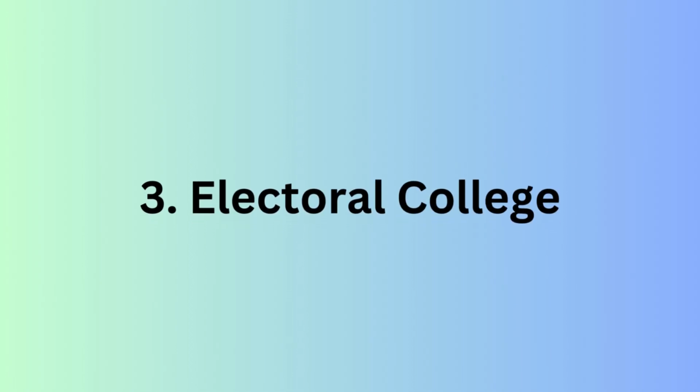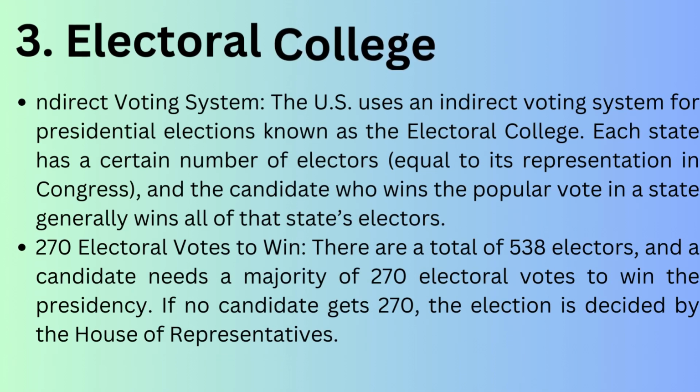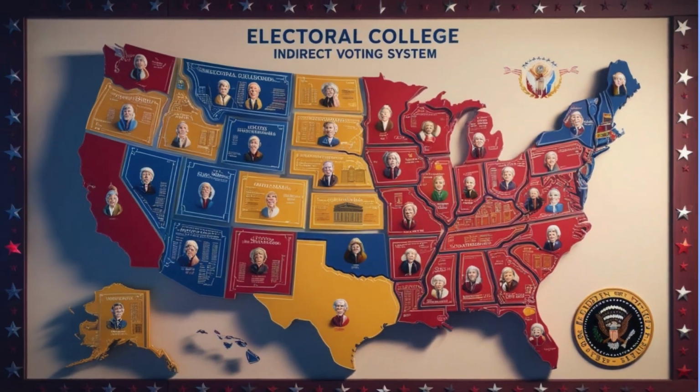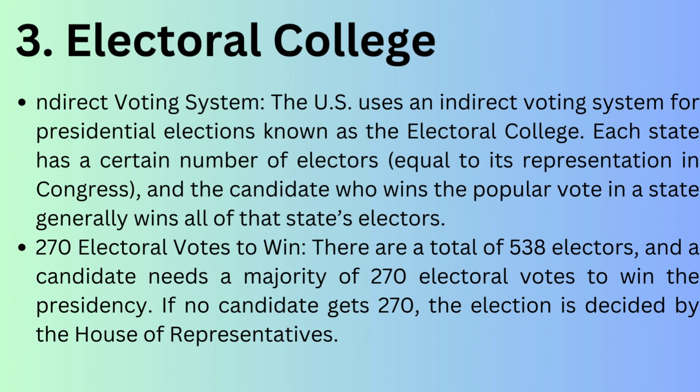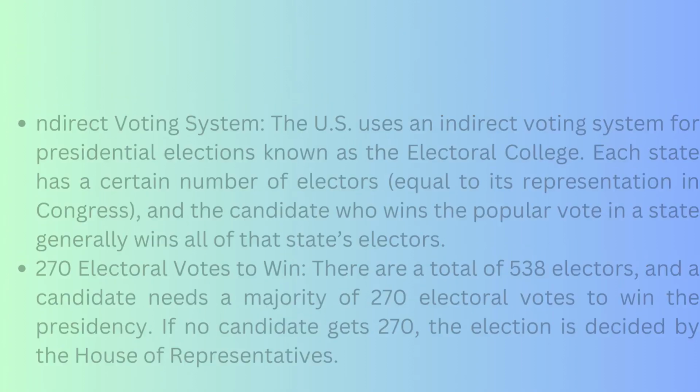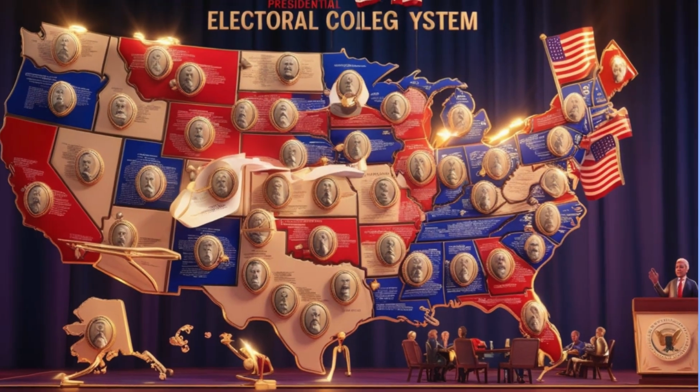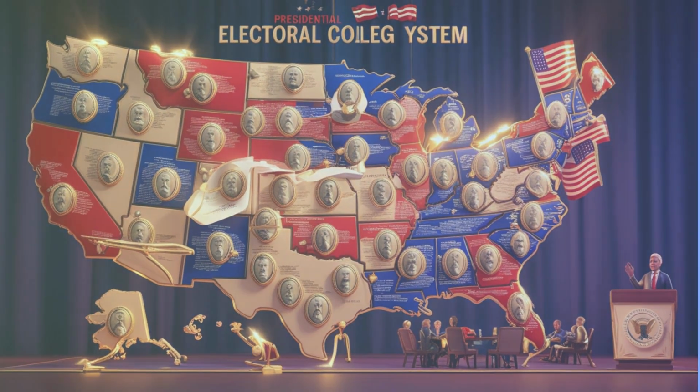Electoral College indirect voting system. The U.S. uses an indirect voting system for presidential elections known as the Electoral College. Each state has a certain number of electors equal to its representation in Congress, and the candidate who wins the popular vote in a state generally wins all of that state's electors.